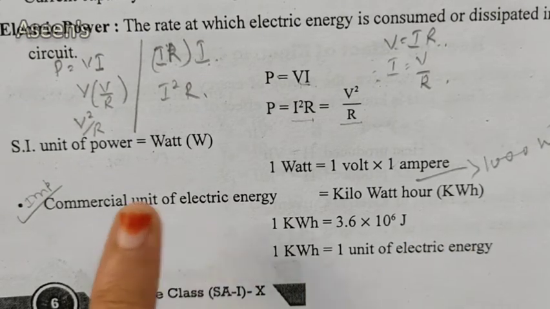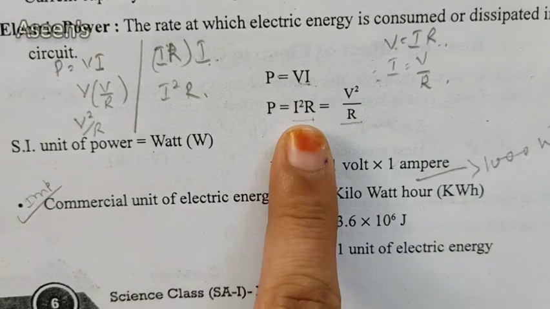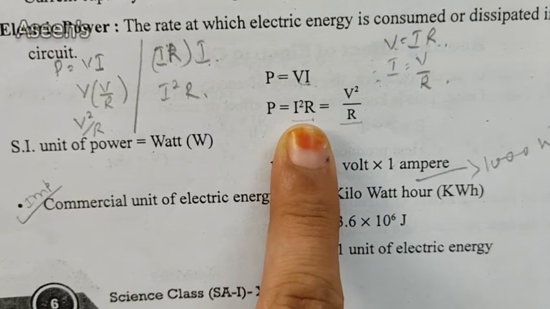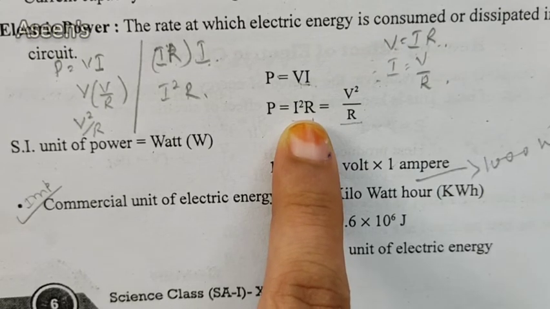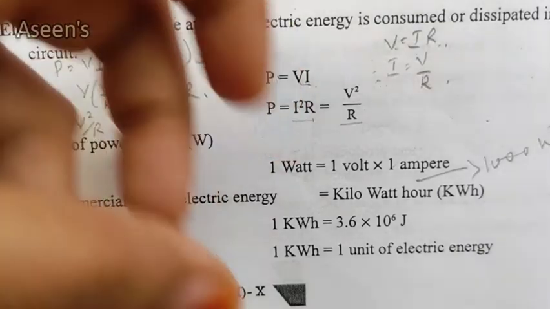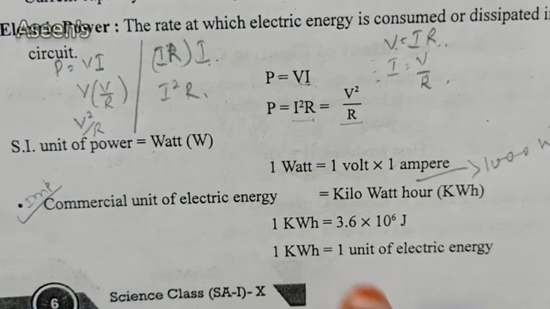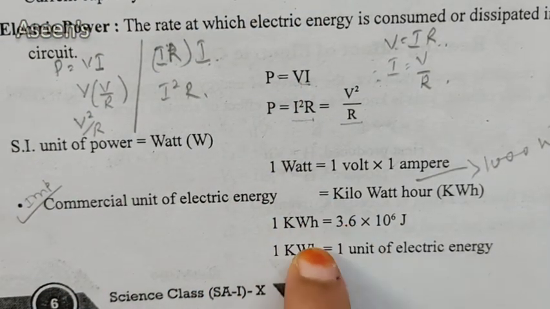So remember that commercial unit of electricity, 1 unit. Whenever you are calculating your electricity consumption for a month, the electricity bill will show you how many units you have used. That unit is nothing but that many kilowatt hours.